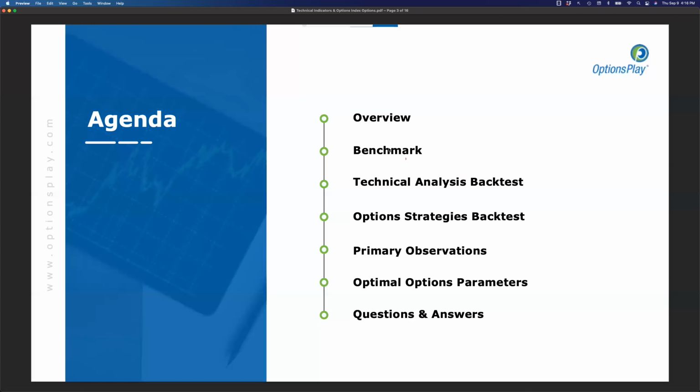So we'll start off with just an overview of what we did in terms of the backtest. We'll go over both the technical and options backtest. We'll start by taking a look at the benchmark that we created, just an understanding as to what we utilize to make these calculations. And then we'll go over the details of the technical analysis backtest, the option strategy backtest, and our primary observations that we have made on both. And then we'll talk a little bit about the optimal options parameters that we have found from our backtesting before opening this up for Q&A here at the very end.